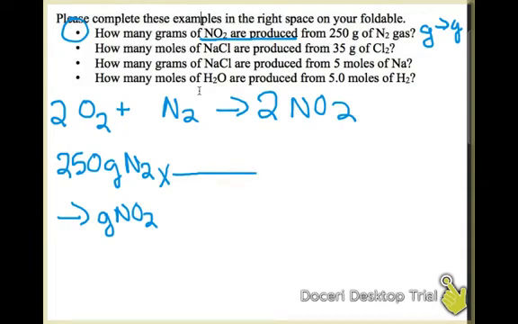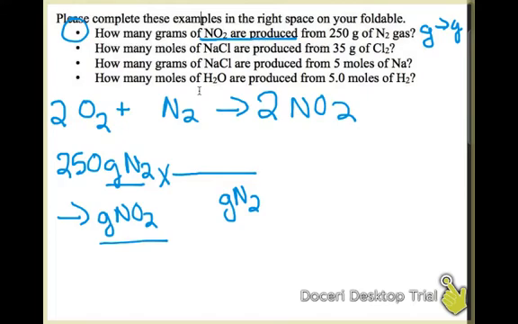Remember, the whole point of doing conversions is we are trying to convert one unit to the next. So we need our conversions to cancel out. So right off the bat, I need my grams of N2 to cancel out, so I'm going to put it on the bottom. And I'm going to put what I want on the top. Well, I don't want grams of N2. I don't even want moles of N2. I want grams of NO2.